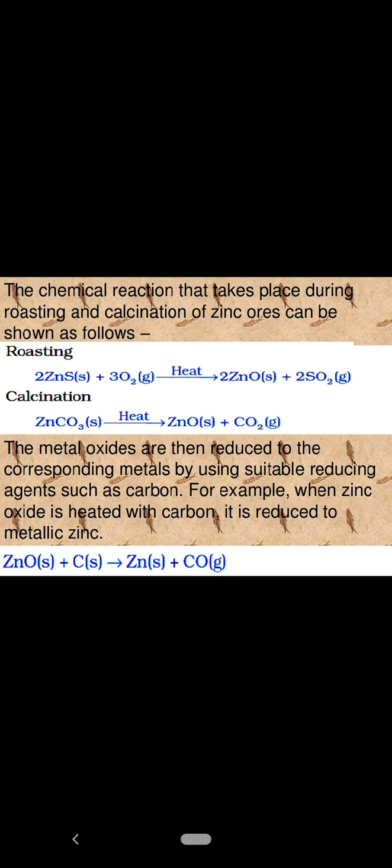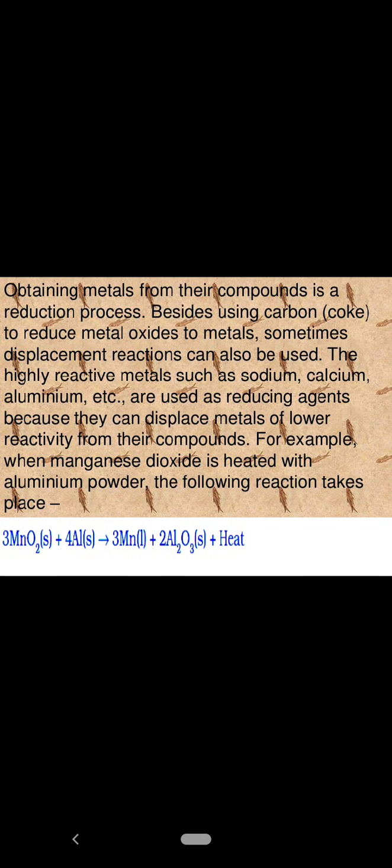Thus the metal oxides are reduced to the corresponding metals by using suitable reducing agents such as carbon. For example, when zinc oxide is heated with carbon, it is reduced to metallic zinc. That is, ZnO, zinc oxide, reacts with carbon, C, and we get zinc metal and carbon monoxide gas. We are familiar with the processes of oxidation and reduction explained in the first chapter. Obtaining metals from their compounds is known as the reduction process.